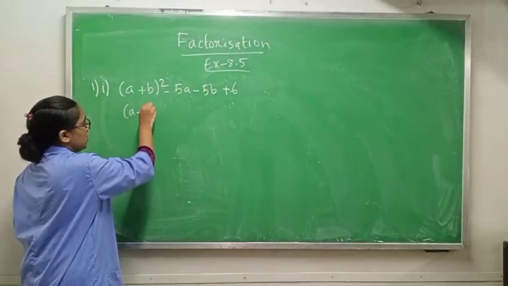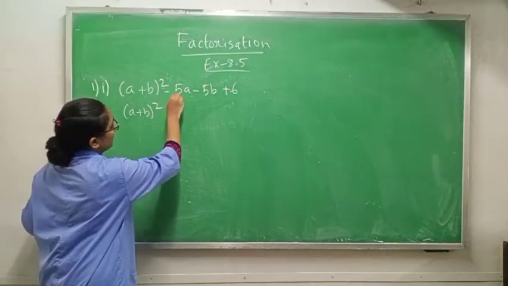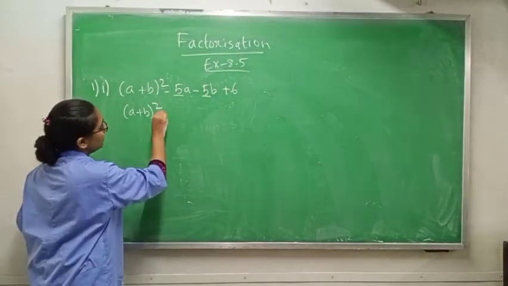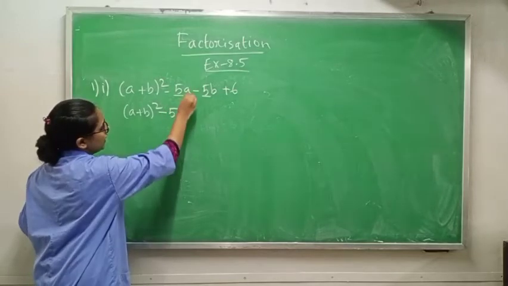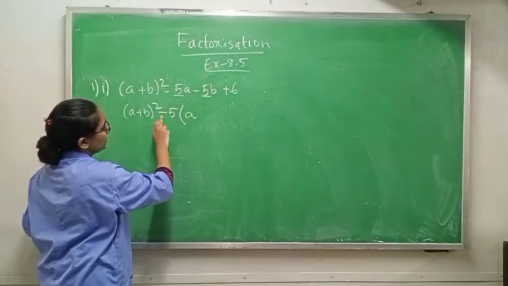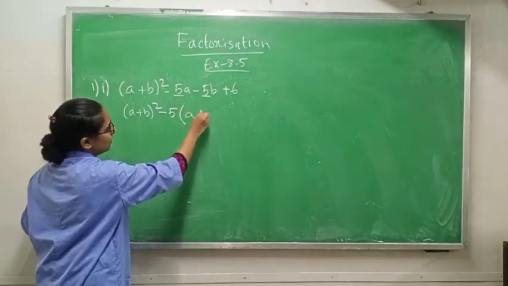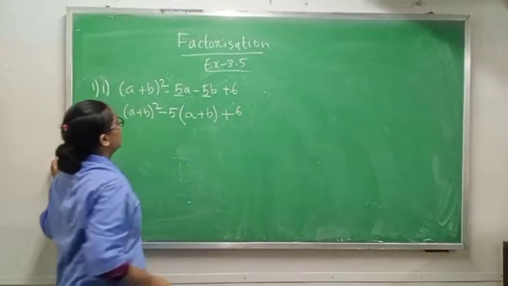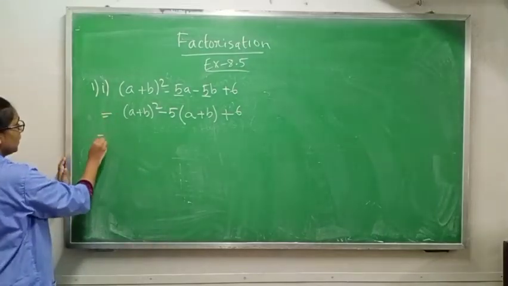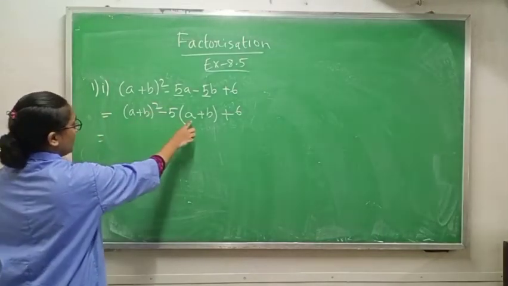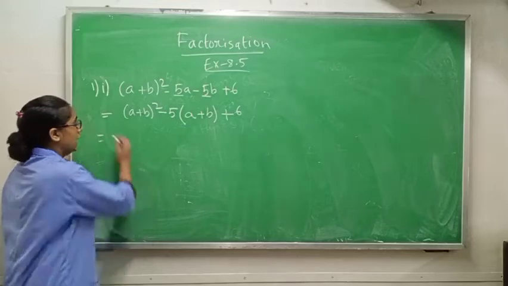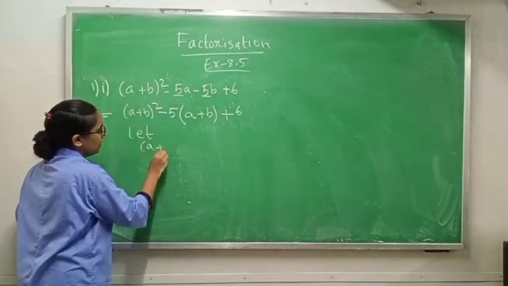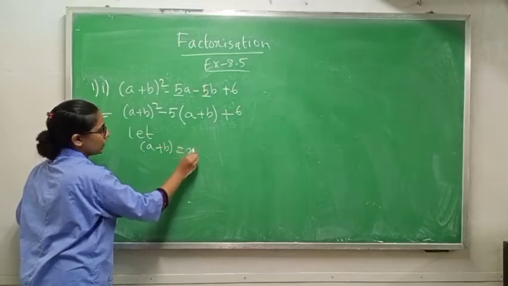(a + b) whole square. You can take minus 5 common from both. When you take minus 5 common, a is left, and since you are taking minus common, this minus will become plus, and b is left, plus 6. Now you can see here you have (a + b) whole square and here you have (a + b). It means that you can let this part a + b equal to x.